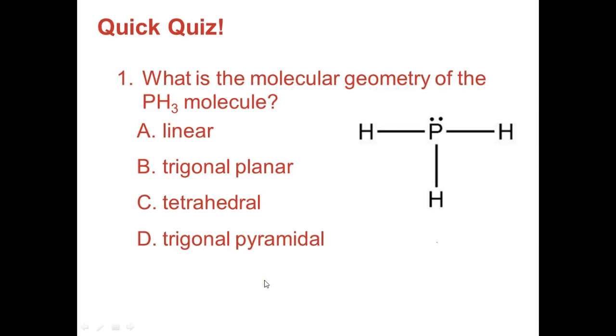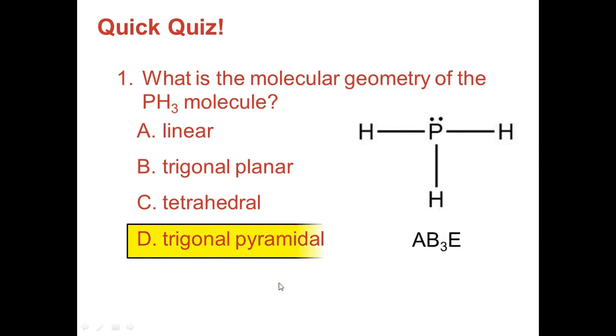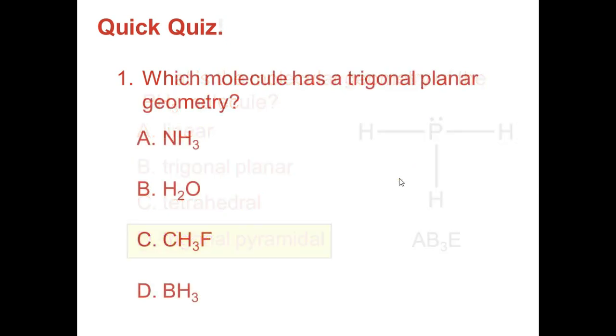The answer would be D, because if you think about trigonal, tri means 3 atoms bonded, sorry. And then pyramidal, as a pyramid, this lone pair pushes these atoms down. Then we have the next question: which molecule has a trigonal planar geometry?